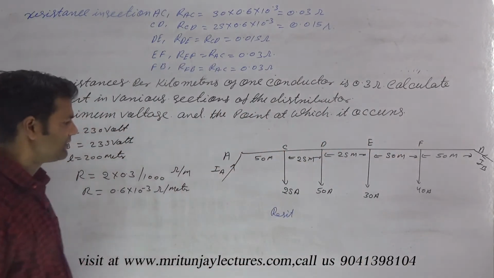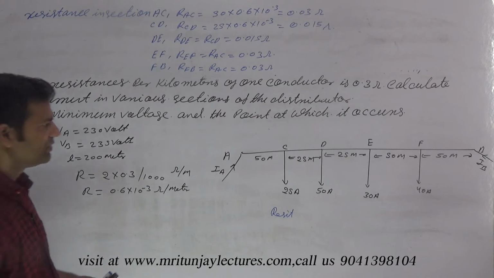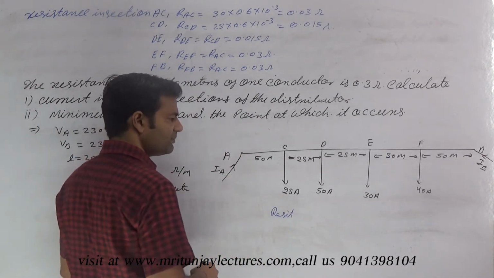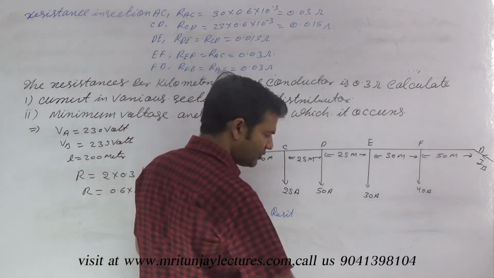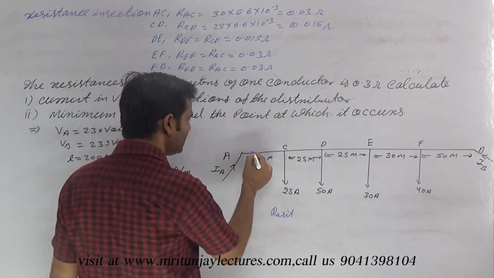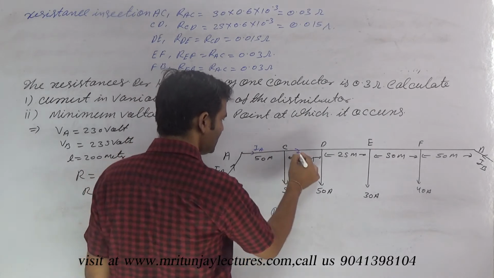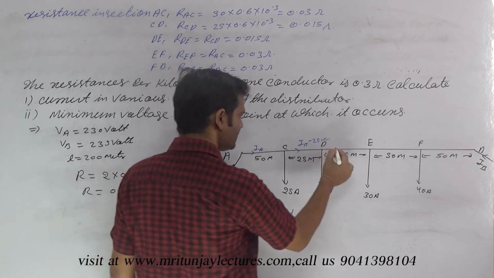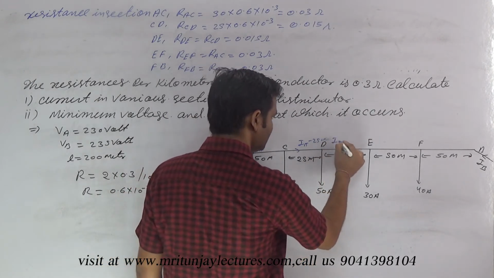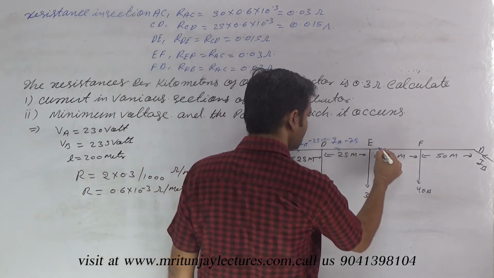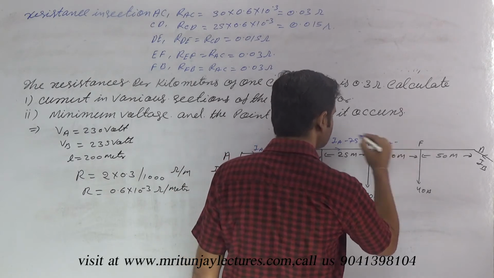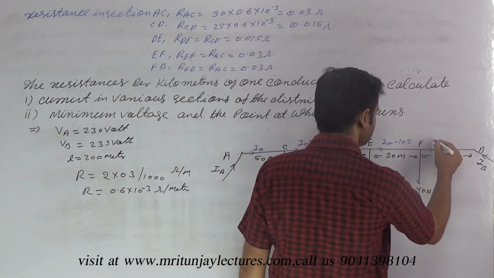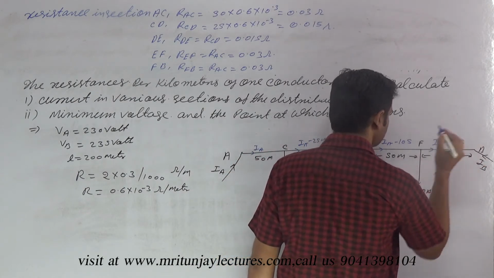Now our next target is to determine the current. For simplicity, we take current IA in the first section. So in the next section it is IA minus 25 ampere, then IA minus 75 ampere, then IA minus 105 ampere, and IA minus 145 ampere. Clear?